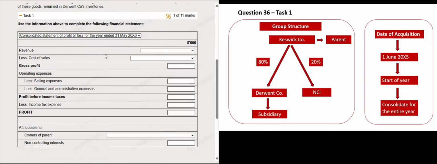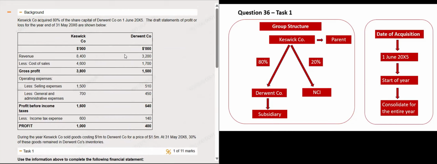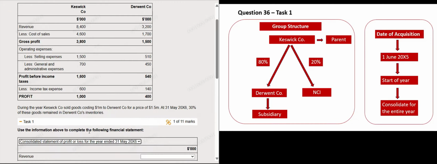The next step is to look at each of the individual balances line by line and decide what needs to be included. So first of all, for our revenue figure, we can see that the revenue for Caswick was 8.4 million, which will be added to the revenue for Derwent, which is 3.2 million. What we're also told in the information just underneath is that during the year, Caswick Company sold goods costing 1 million to Derwent Company for a price of 1.5 million.